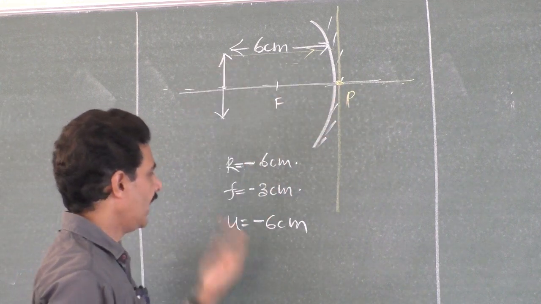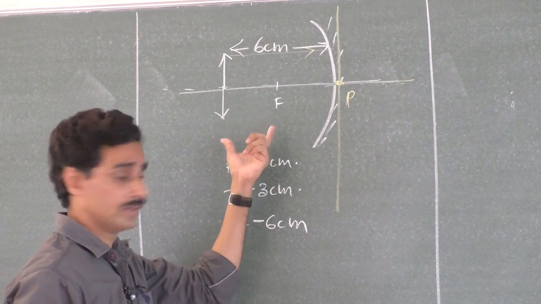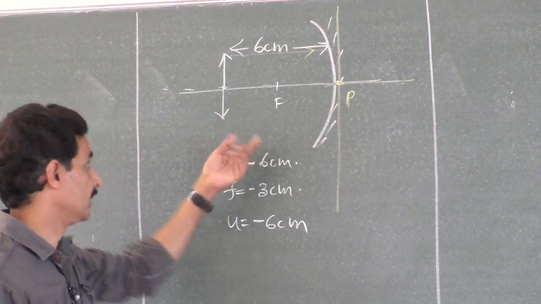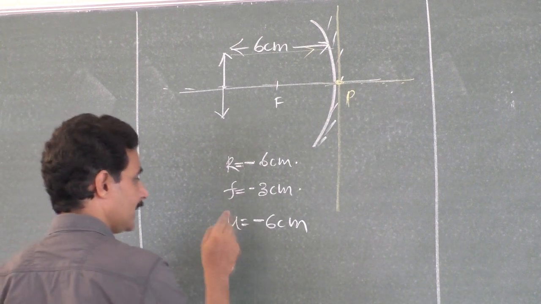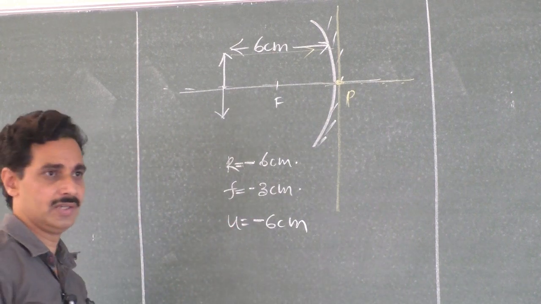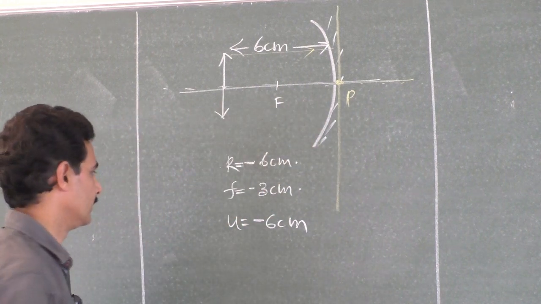So here, you know the result, image distance should be 6 centimeters. Simply we are solving it now. We will check whether you get 6 centimeter or not. Image distance should be 6 centimeters, and finally you should get image distance also as negative. You know why it is so? Because the image is formed on the same side, so it should also be negative.